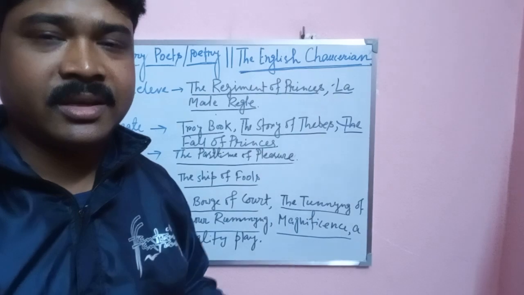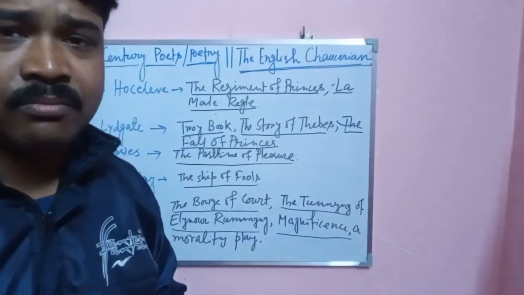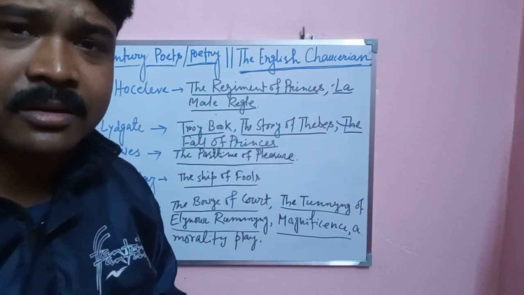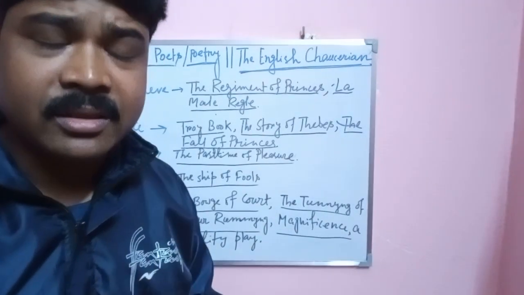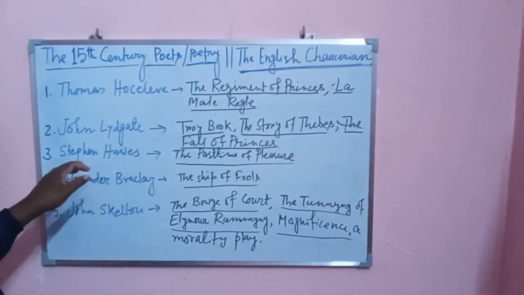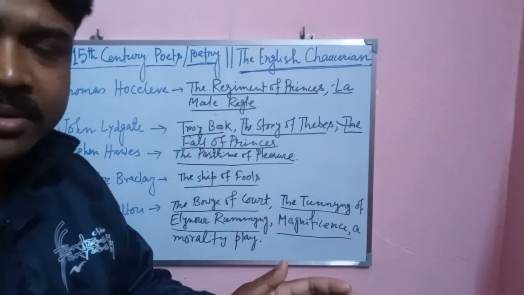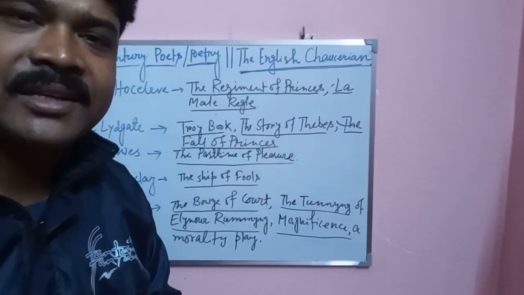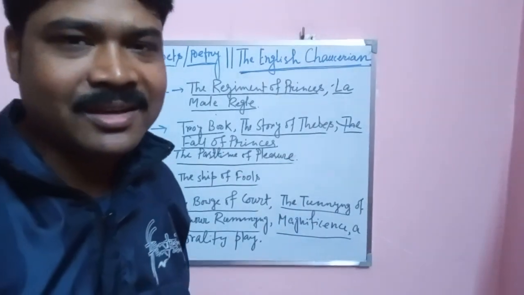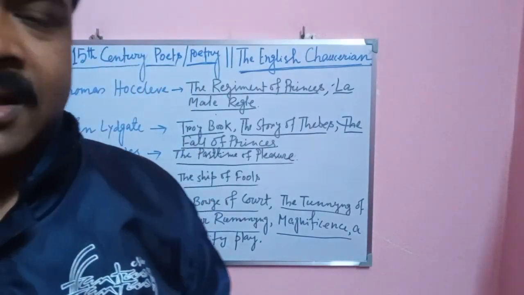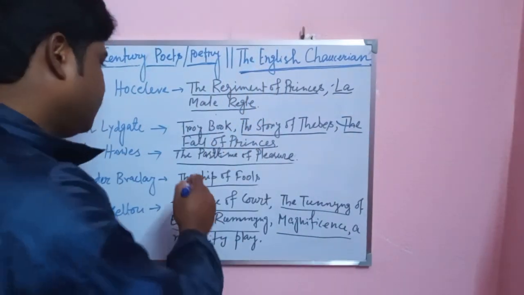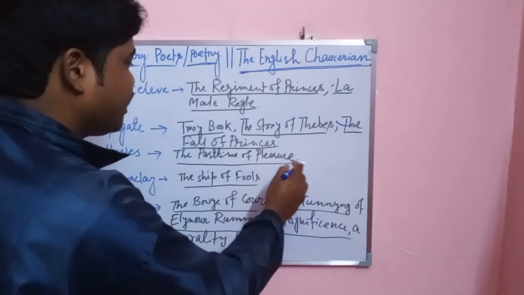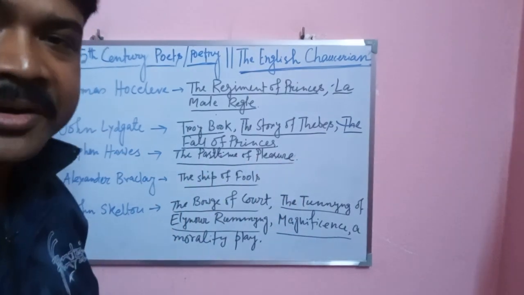Stephen Hawes is best known for his allegorical romance, a new genre probably picked up by Spenser as a medium of his allegory, The Faerie Queene. Stephen Hawes used both rhyme royal and decasyllabic couplets in his work. The Pastime of Pleasure is his most important work.